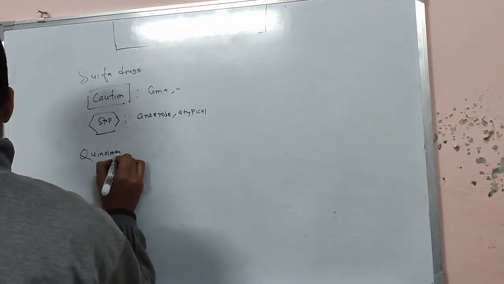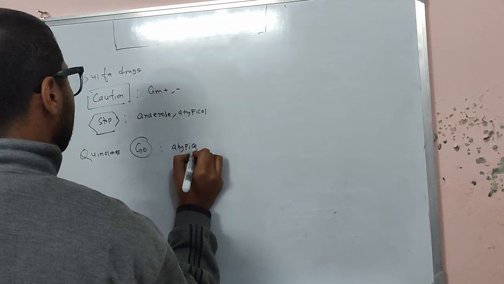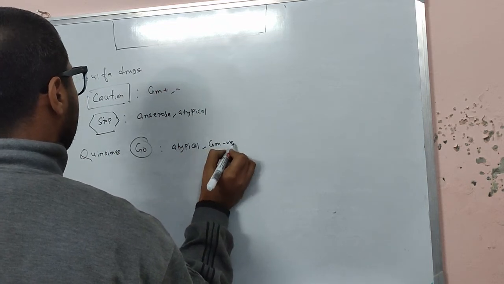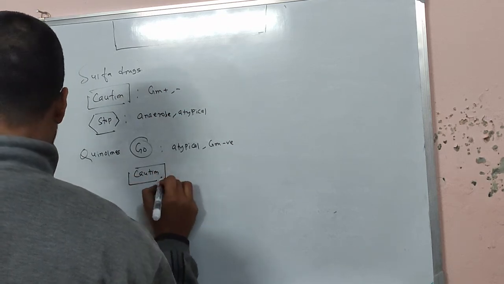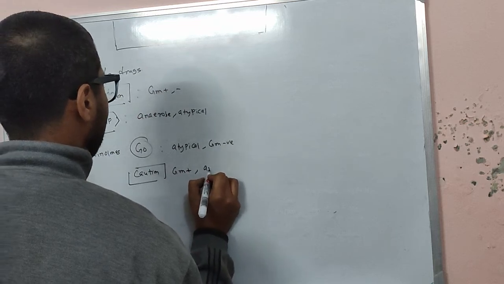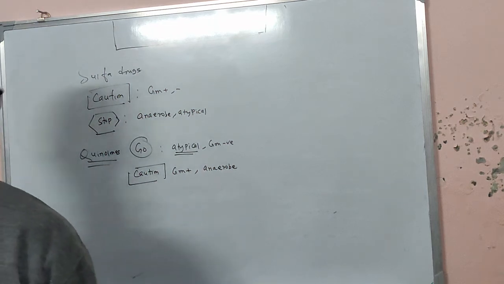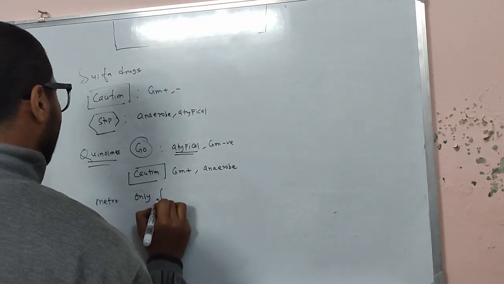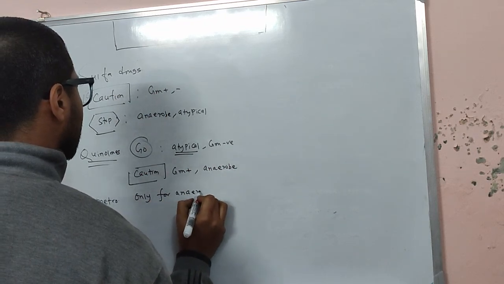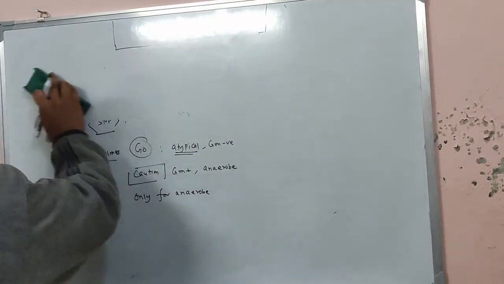Quinolones are fully effective against atypical, gram-negative, somewhat effective against gram-positive, anaerobe. So first choice for atypical is quinolone because it is bactericidal. Okay, and metronidazole is only effective for anaerobes. So metronidazole we only use for anaerobes, not for atypical or gram-positive, negative. Okay, so this is all about antibiotics.